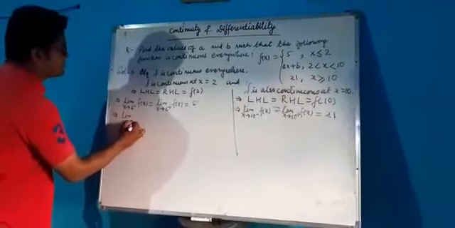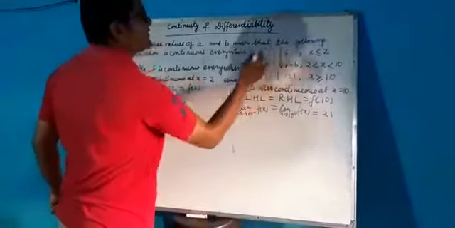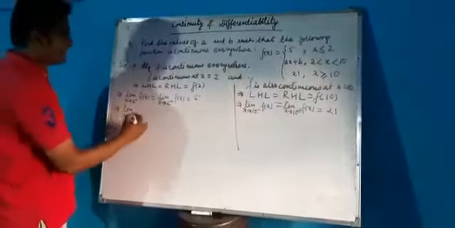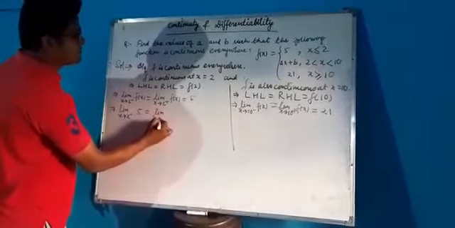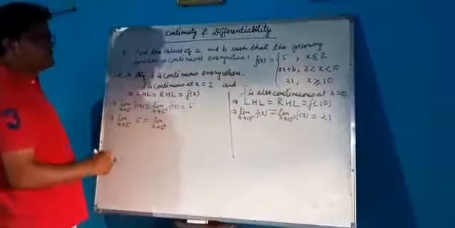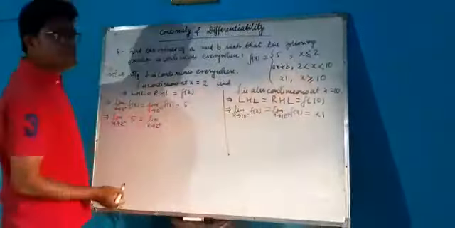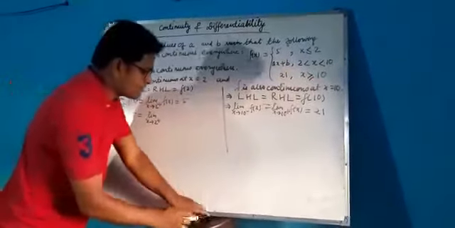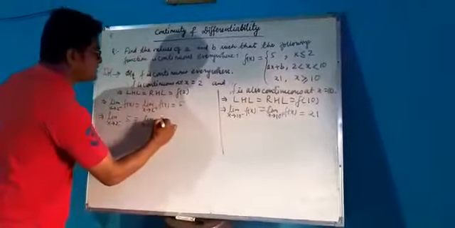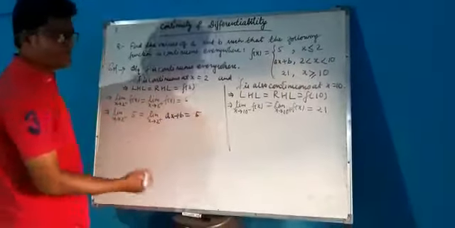Now see, limit x tends to 2 minus, to the left of 2. To the left of 2 we are having the value of the function as 5 again. Here limit x tends to 2 plus, to the right of 2, means greater than 2. We are having the value of the function as ax plus b. So I will write here ax plus b is equal to 5. Already I have written.